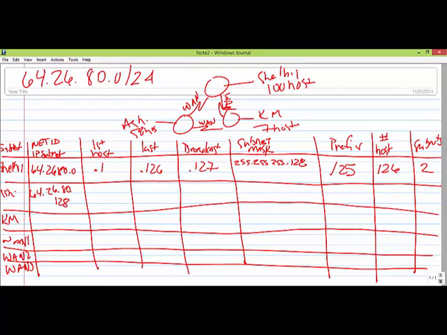My subnet mask is 255.255.255.128 because I'm using the 25 prefix. That means I've got 25 ones turned on. So I do that in binary. 1, 2, 3, 4, 5, 6, 7, 8. 1, 2, 3, 4, 5, 6, 7, 8. There's my 25th. And then you have 7 zeros.